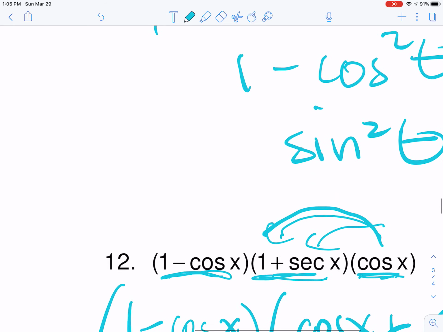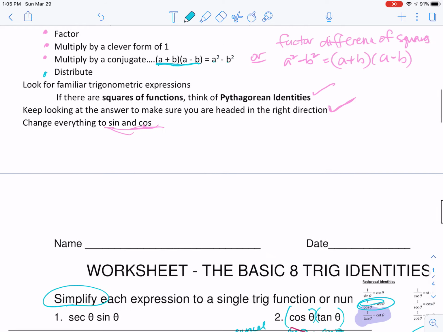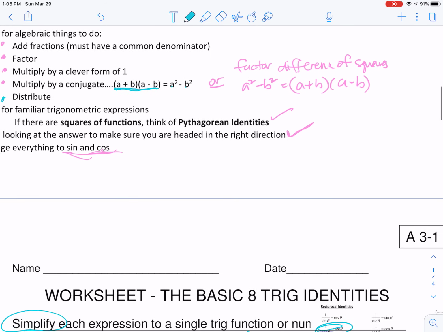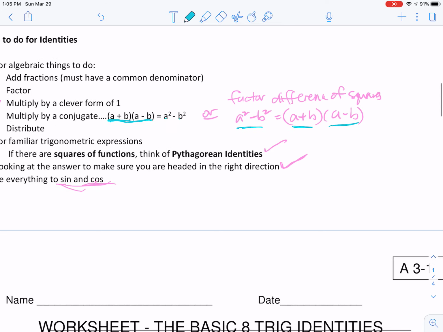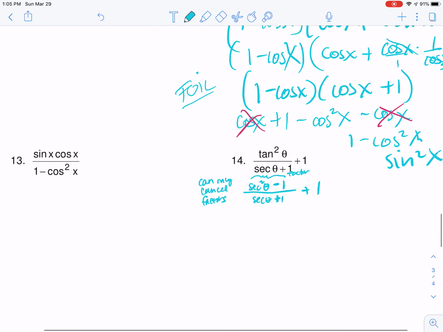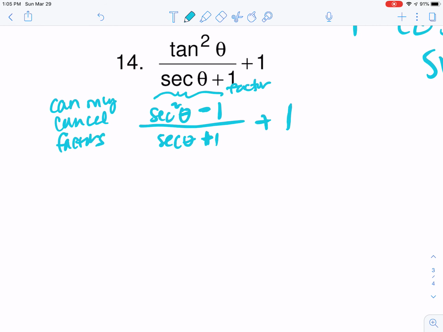Okay, let's go back up here. I want to show you something up here. So right here, if we have a squared minus b squared, we know that it's always equal to a plus b times a minus b. That's factoring the difference of squares. If we do that on this problem, it's going to be super helpful. I can rewrite the secant squared as secant theta plus 1 times secant theta minus 1.